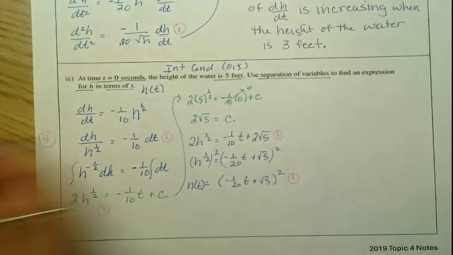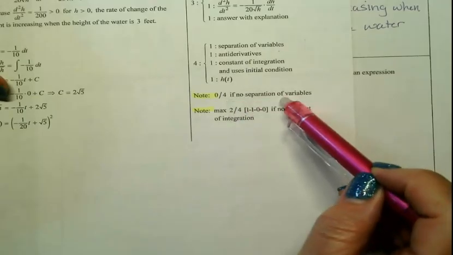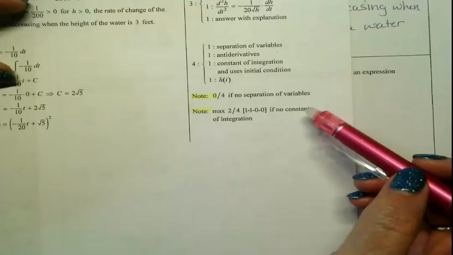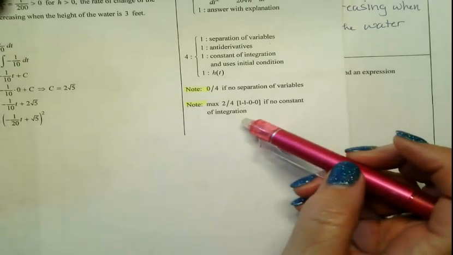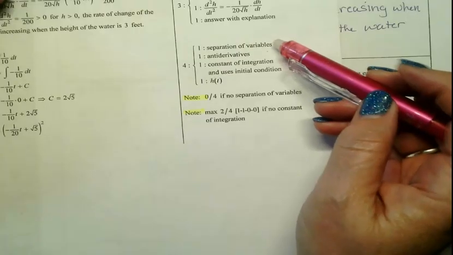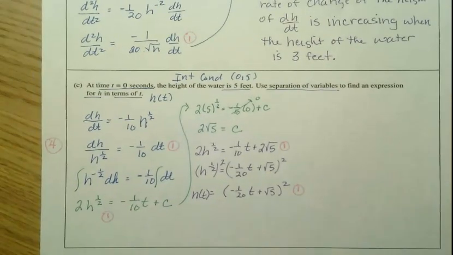Now there is a note on the grading and scoring rubric. Look here, 0 out of 4 points if you do not separate your variables. So if you didn't do this step, they would stop grading and you'd be finished. And then you could get 2 of 4 points if you don't use a constant of integration. So if there's no constant of integration, no plus c, no finding c, then the most you could get was 2 points. If you separated your variables, you could get the point for separating the variables and the point for finding the antiderivatives. You would not get any of the points past that. So that's what you'd have to do to get all the points on this particular one.